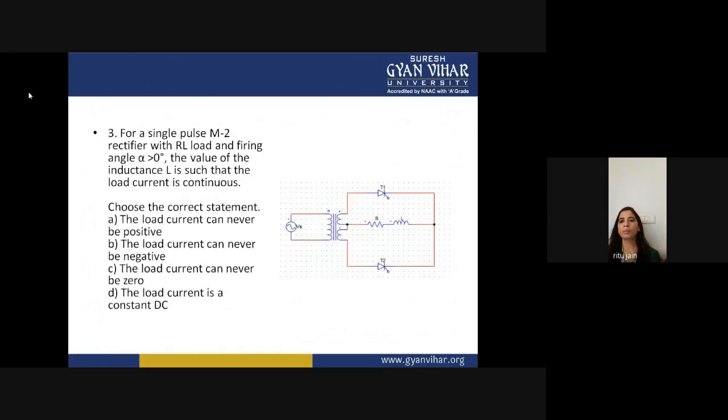For a single pulse midpoint type rectifier with RL load and firing angle alpha greater than 0, the value of the inductance L is such that the load current is continuous. So choose the correct statement. The load current can never be positive. The load current can never be negative. The load current can never be zero. The load current is a constant DC.